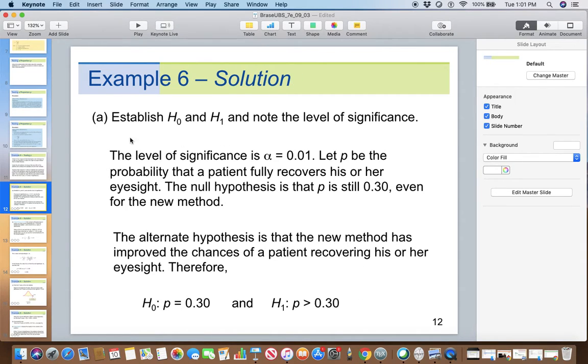Okay. Establish H0 and H1. Level of significance is alpha 0.01. Let P be the probability that a patient fully recovers. The null hypothesis is that P is 0.30. That's 30%. So the null hypothesis is P equals 0.30. The alternate hypothesis is that the new method has improved the chances. That is, H1 is P greater than 30%, greater than 0.30.